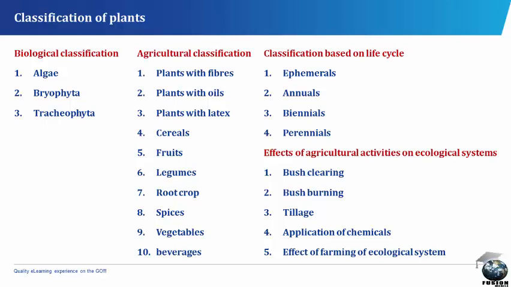Plants with latex include the para rubber and the milk bush. Cereals include rice, guinea corn, and maize. Fruits include citrus, pineapples, mangoes, and pawpaw, etc. While legumes include cowpea, soybean, groundnut, and beans.